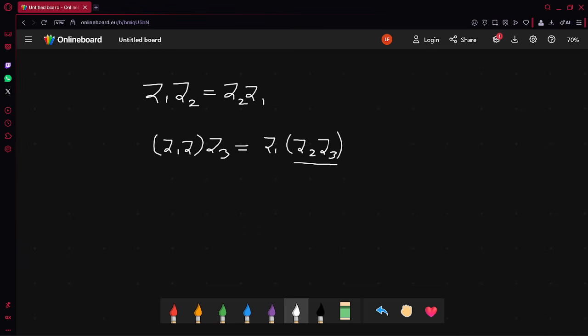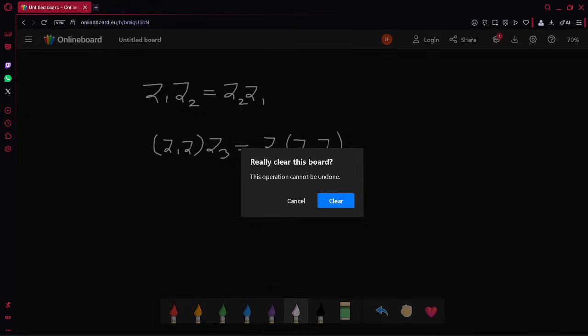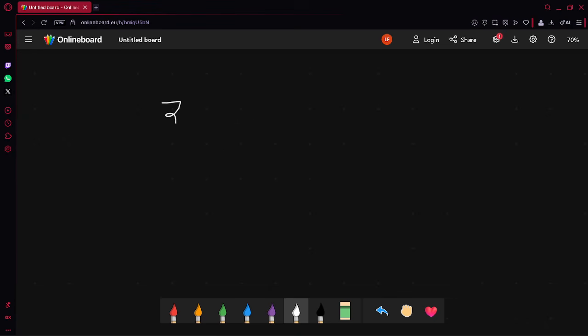Now, what is the multiplicative identity of a complex number? What do you multiply to z to make it z? That's 1. So the multiplicative identity is equal to 1.